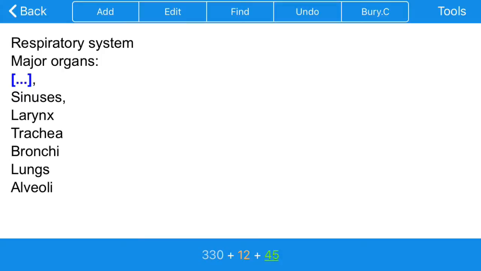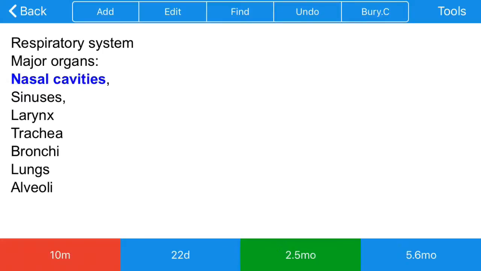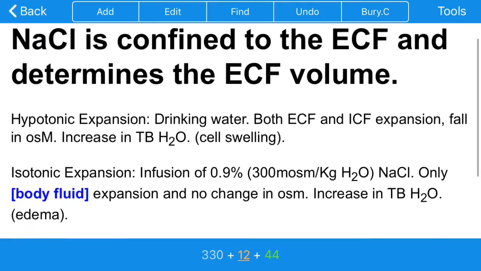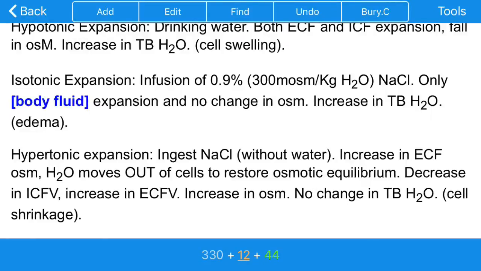Major organs. Lungs, maybe? No. Oh, larynx. No. Nares? Nose? Pharynx. I'm not sure. What's above sinuses? Nose? Nasal cavities. Sure. Yeah, nares. There we go. Yeah, it's not really cavities. Sinuses? Okay, fine. Nasal cavities before sinuses. Right. Okay.